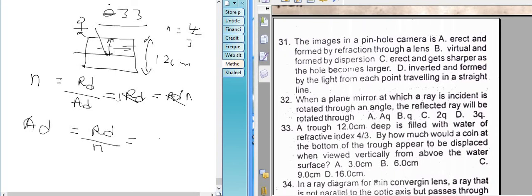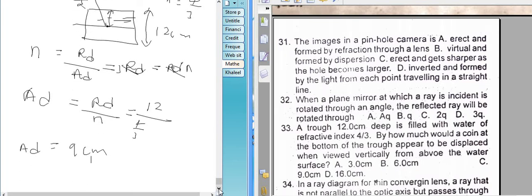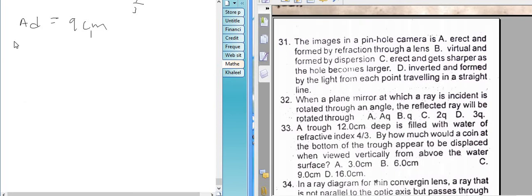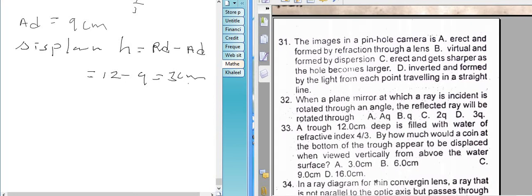Real depth is 12 all over the refractive index, which is 4/3. By taking the reciprocal, we find that the apparent depth is 9 centimeter. Now we are looking forward to find the displacement of the coin. The displaced height is equal to the real depth minus the apparent depth, which is equal to 12 minus 9, which is 3 centimeter. Therefore, the correct option is option A.